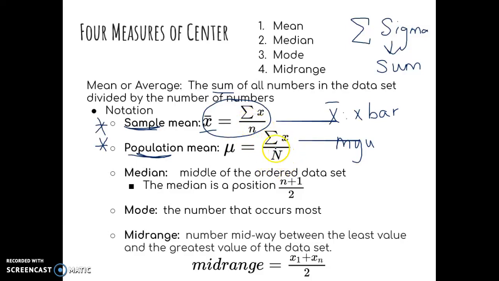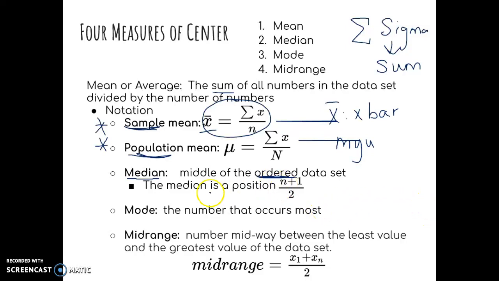So you'll see that the actual process of finding either the sample mean or the population mean is the same, while the notations are different, using the lowercase n in one and uppercase N in the other. Then we have median. Many people have heard of median before. That is the middle of the ordered data set. So it's the very center. You want to make sure that you put the data in order first. Put it in order, and once you put it in order, you find the middle number.